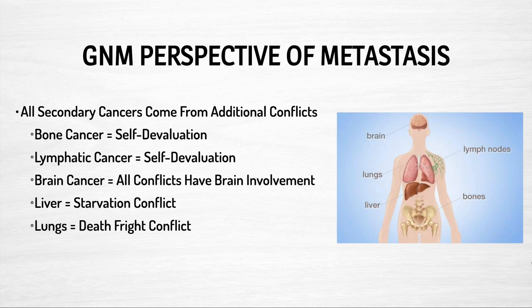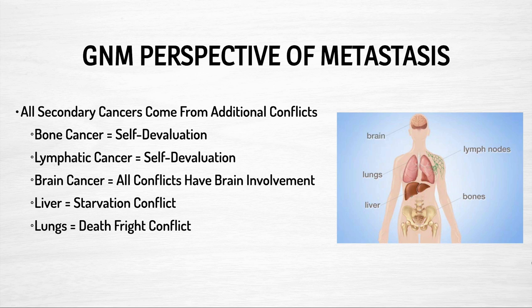Now, the German New Medicine perspective of metastasis is not that cancer breaks off from one region and moves to another. All secondary cancers from the GNM perspective come from additional conflicts that typically occur as a result of the diagnosis, but they could be concurrent. So a person could have several different cancers the first time they get diagnosed, but it's not because cancer moved from one place to another. It's because the person had suffered and was dealing with several different types of conflict shocks.